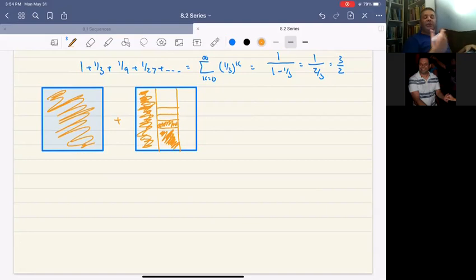Okay. So now these are 1/9 boxes. Split them up into 3. 1/27. These are 1/27 boxes. Split them up into 3. Okay. And so we end up getting really half of this box.